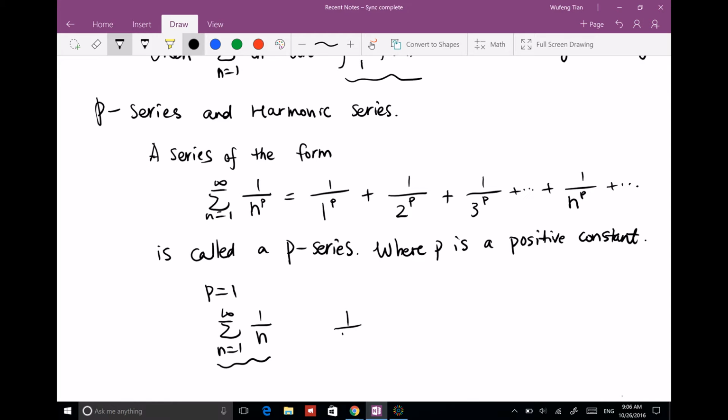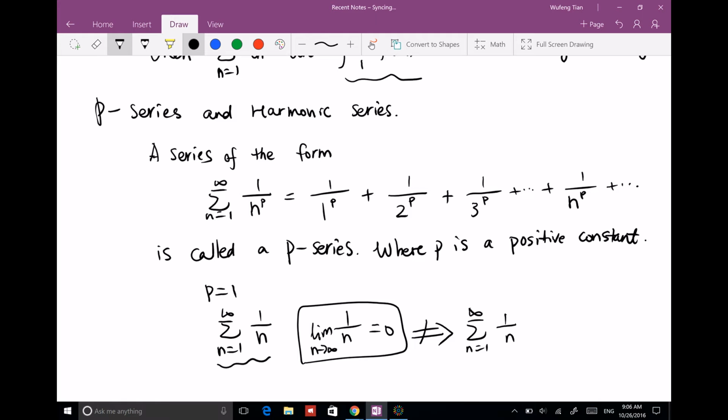Well, 1 over n, that's the nth term test. As n goes to infinity, 1 over n equals 0. This means the nth term equals 0. Does it give you that the series converges? The nth term test will not guarantee the series converges. Series and sequence are different. A sequence is one term at a time: a1, a2, a3, a4, an. But a series adds everything together. Even though 1 over n itself, the nth term, goes to 0, it does not necessarily mean this whole series will converge. Does that make sense, Lacey?